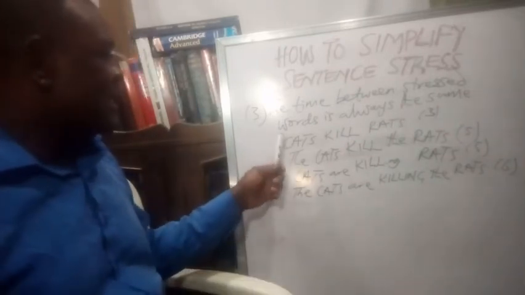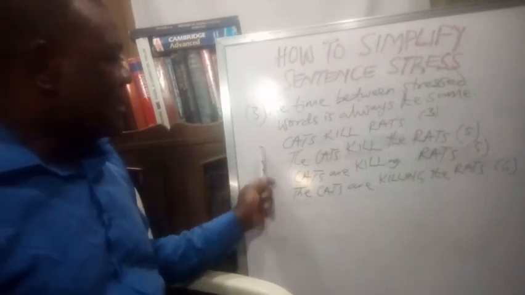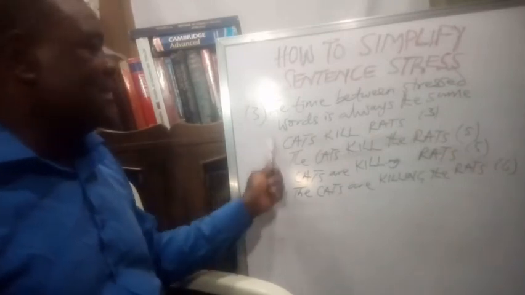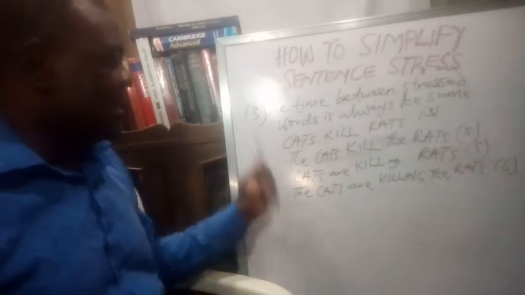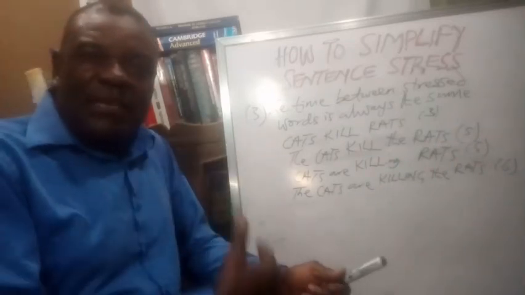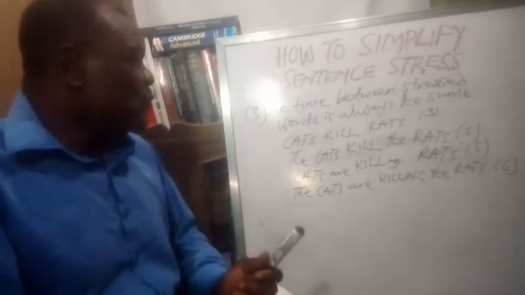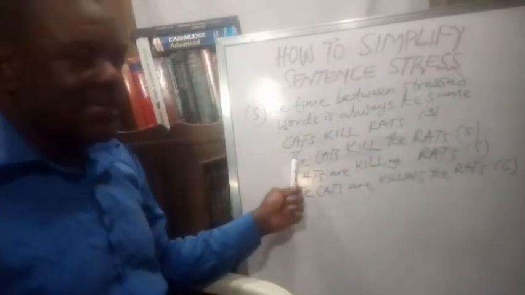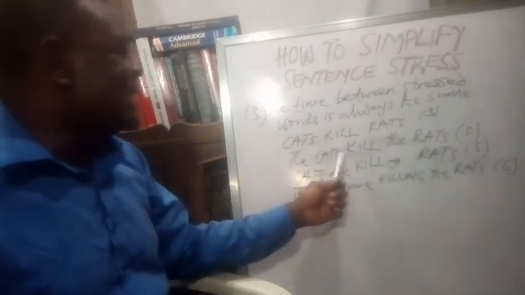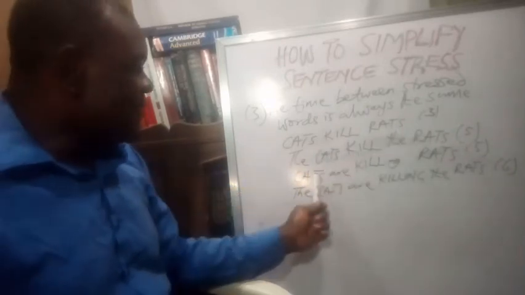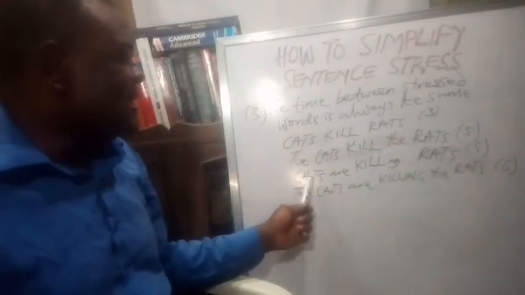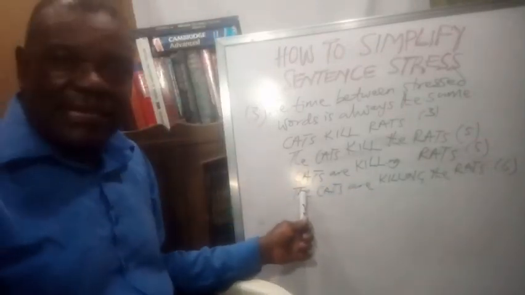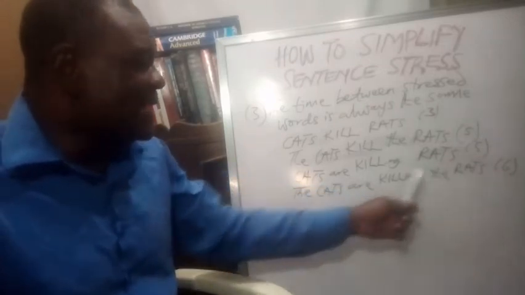Now let's look at this. Cats kill rats. The cats kill the rats. Cats are killing rats. The cats are killing the rats. Now, when we keep the rhythm, we discover that even though there are 5 words in this sentence, there are only 3 words that are stressed. Similarly, there are 6 words in this last sentence, yet there are only 3 words that are stressed.